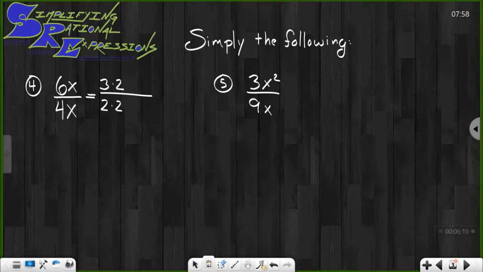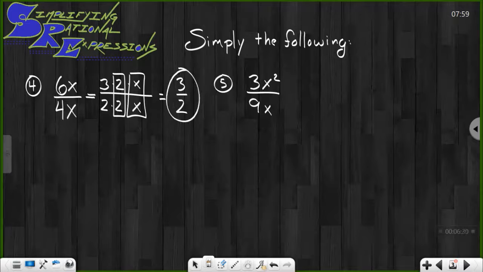What about our x's? Well, our x's are being multiplied by 6, so our x is just being multiplied up top here, and our x is just being multiplied on the bottom here. Everything at this point is separated by multiplication, and therefore I can identify my giant ones. I see I've got my 2's and my x's. Those will both come out as 1's, leaving me with 3 over 2. That's what 6x over 4x reduces to completely. Let's look at the next one.